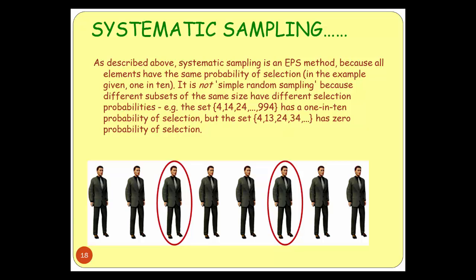Systematic sampling is an EPS method, as we said, because all elements have the same probability of selection. It is not simple random sampling because different subsets of the same size have different selection probabilities. Example, in this picture below, the set has 1 in 10 probability of selection, but the set has 0 probability of selection. So if it's every third person in this picture, some people have 0 probability of selection.